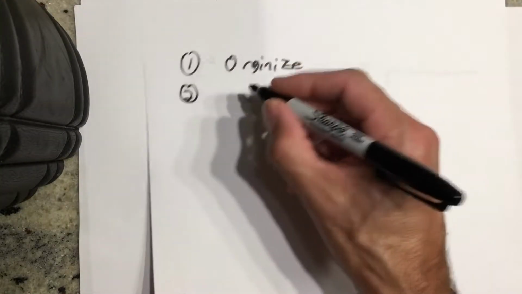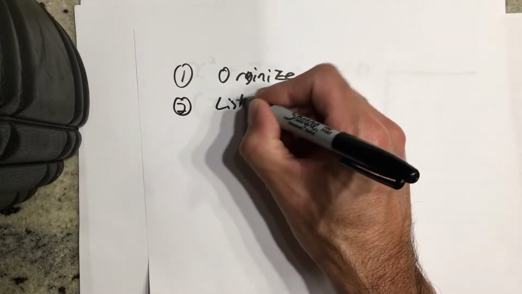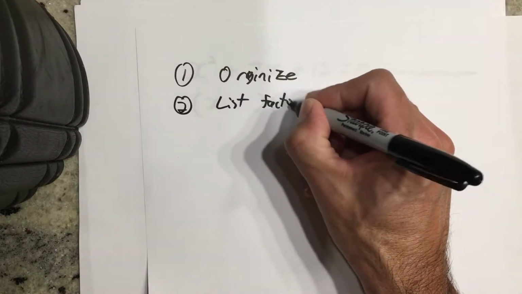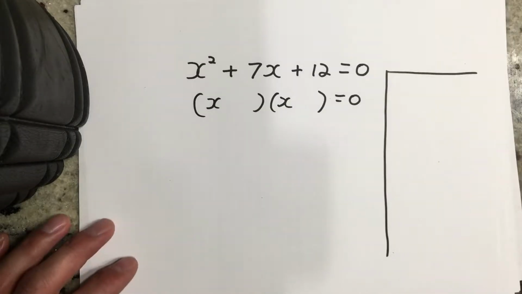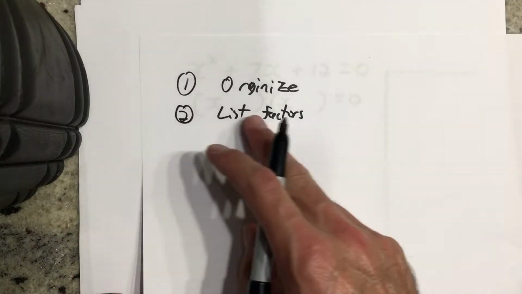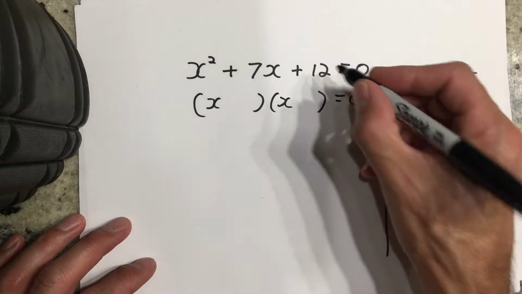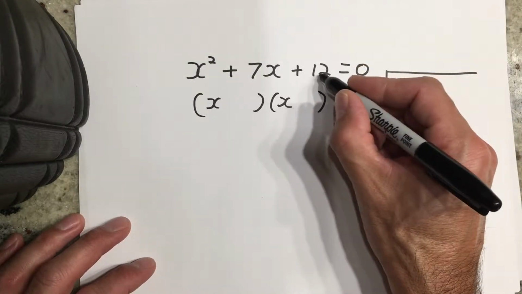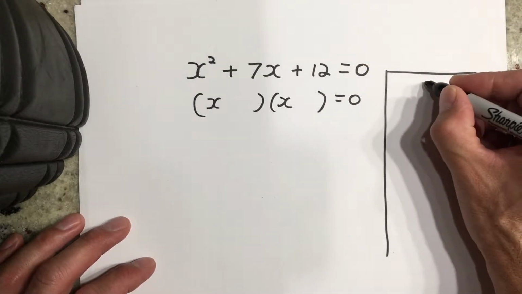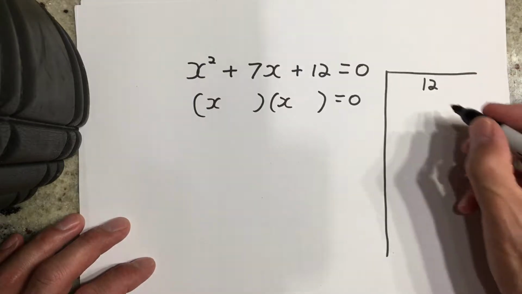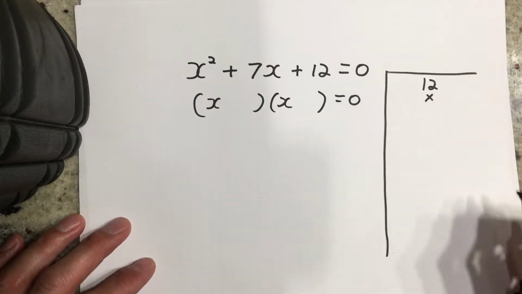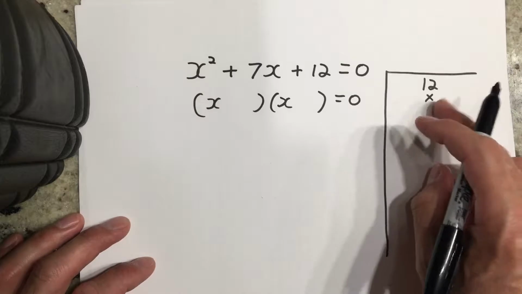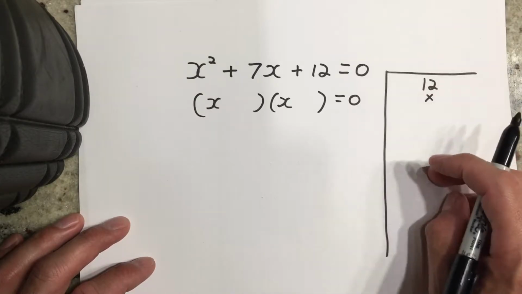Okay, step 2, list factors. I'm now going to list the factors of this last number here. I've got a 12 all by itself. I'm going to write that up here, and I'm going to put an X below it to remind me that I'm looking for pairs of numbers that multiply to give me 12.